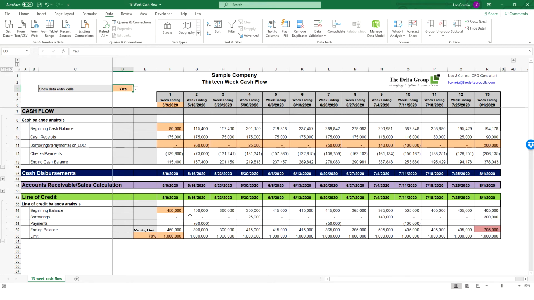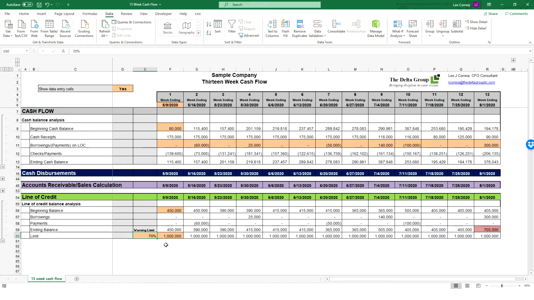The only three entries we really make on the line of credit is whatever the beginning balance is on the line of credit, what our limit is. In this case, it's $1 million, and we're going to have a warning limit, meaning that if in this case it's 70%, and if I get to a point where we are using 70% or more of the line of credit, I want it to highlight in a red color, as in this last week, that we're getting close to our upper limits.